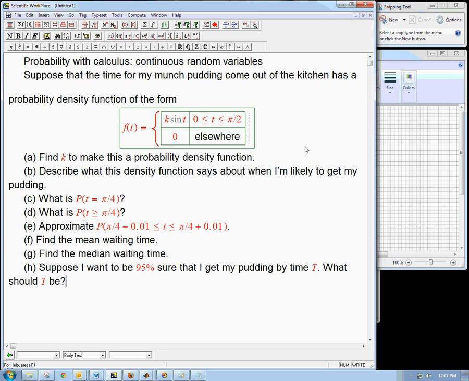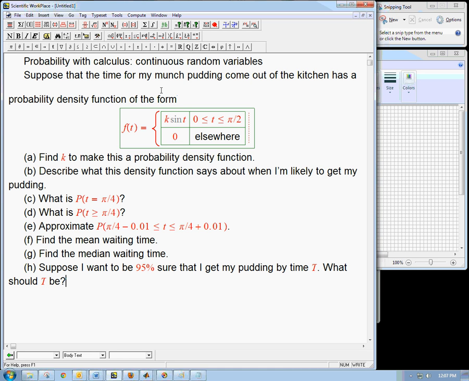Here's an extended problem about probability with calculus, specifically working with continuous random variables. It's to explicate a lot of the ideas in section 8.5 of Stewart, which is just a basic intro to how to use calculus in probability. So here's a little bit of a contrived example.